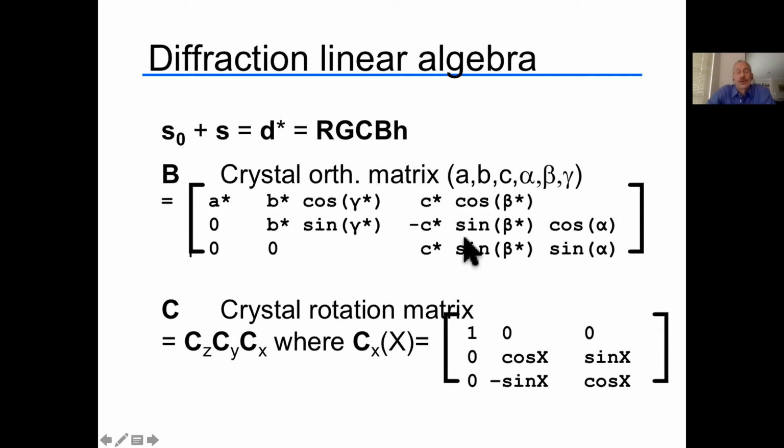So you can look up what the orthogonalization matrix is, but rather than show ABC, because we're measuring things in reciprocal space, it's using A star, the reciprocal lattice vector for the A axis, B star, and of course the angles. The crystal rotation matrix is generally decomposed into 3 rotations around X, Y, and Z. So for an example, X is a rotation around the X axis. And for those of you who know 3x3 rotation matrices, this should be obvious. As you rotate around X, the X value does not change.